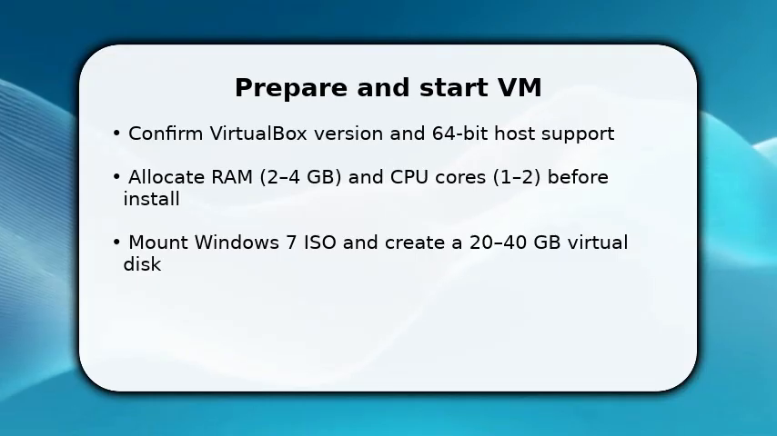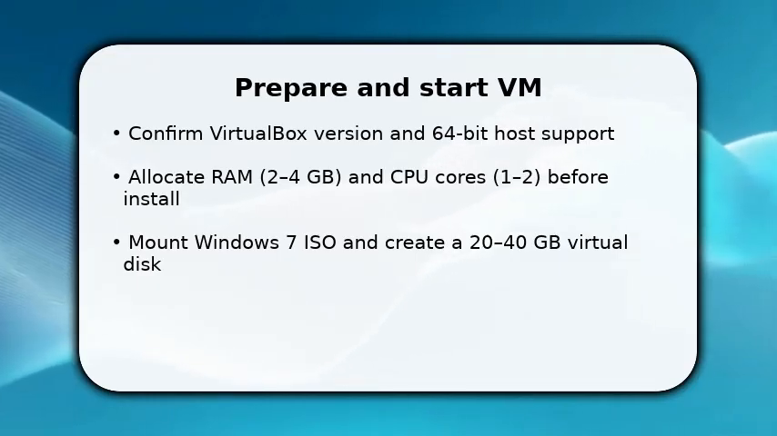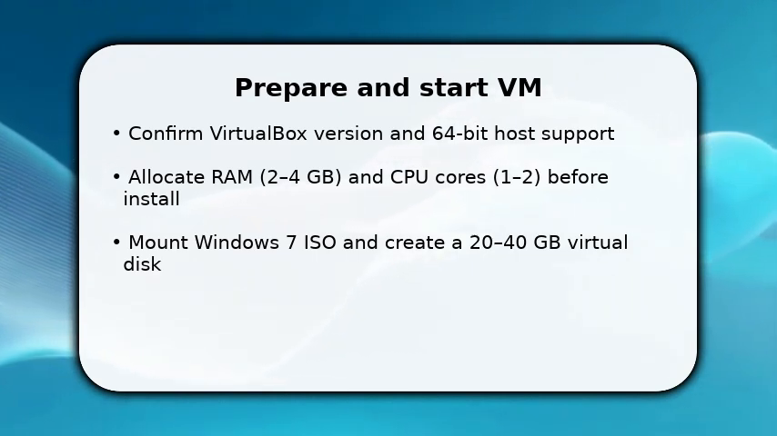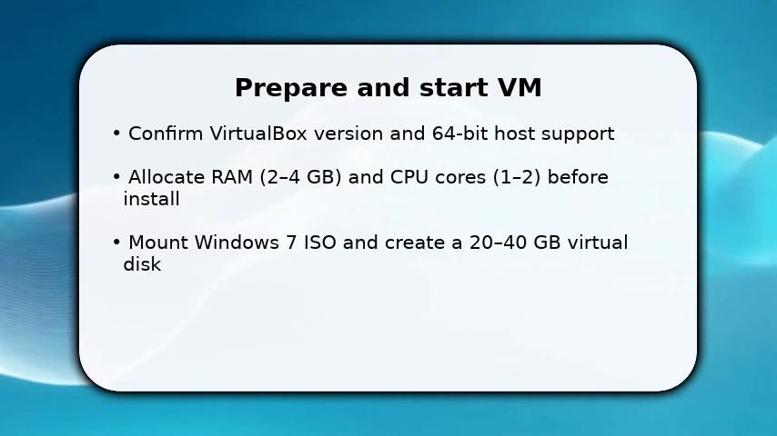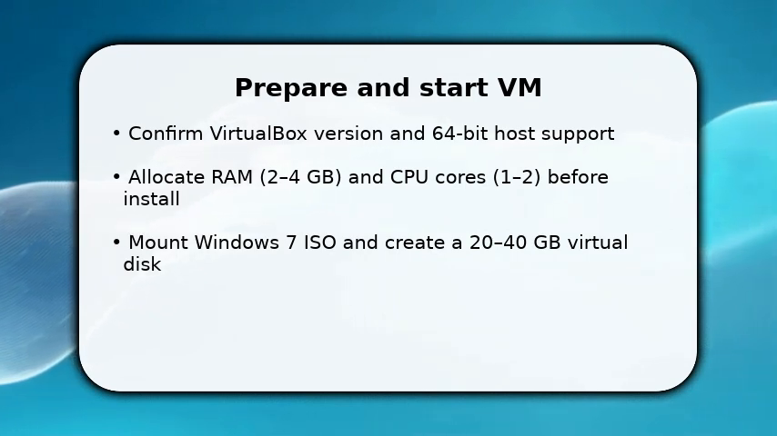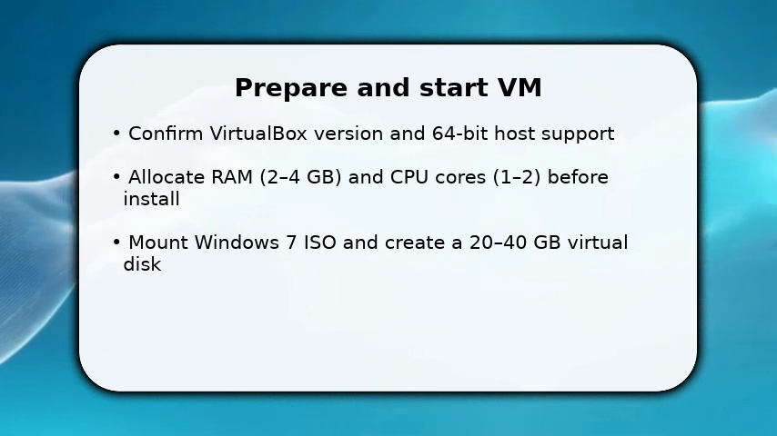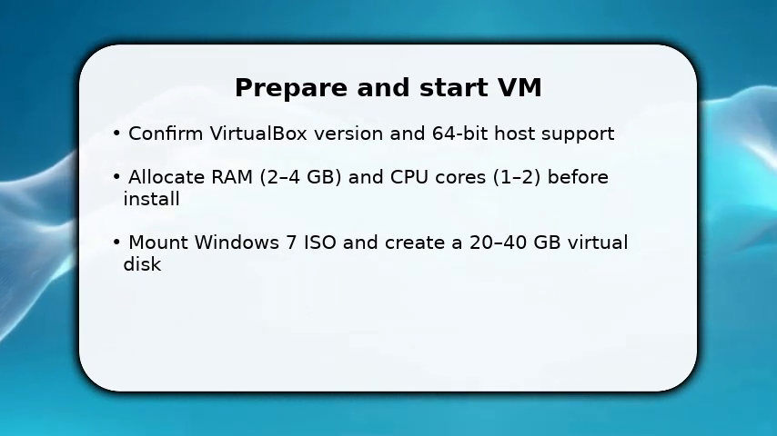Enjoy the video. You will begin by verifying requirements and then creating the virtual machine. Make sure VirtualBox is up to date and your host supports 64-bit guests. Next, click New, pick Windows 7, 32 or 64, assign 2-4 GB RAM depending on your host, and set CPU to 1 or 2 cores. Once done, create a VDI disk with 20-40 GB dynamically allocated and attach the Windows 7 ISO to the VM's optical drive so the installer can boot.